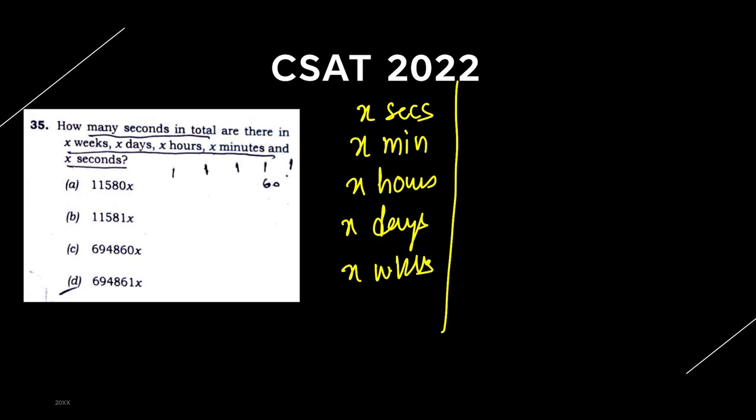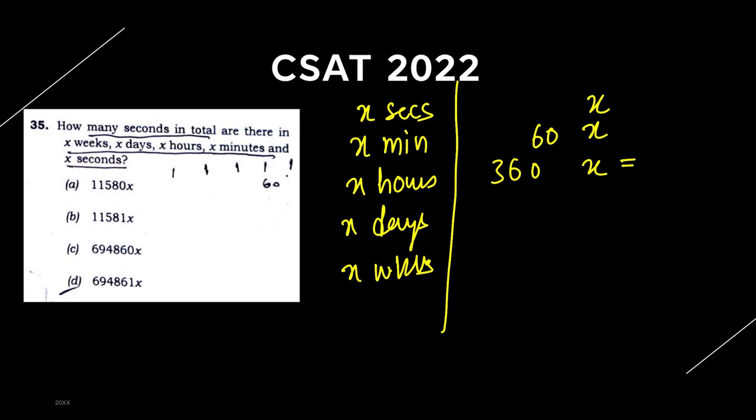So let's start. How many seconds are there in x seconds? x. How many minutes? There are x minutes. How many seconds are there? Since 1 minute has 60 seconds, it is 60x. If you are talking about hours, in an hour there are 60 minutes and 60 seconds each. So this is for an hour. If I just simplify it, this comes out to be 3600x, right? I hope this is clear.